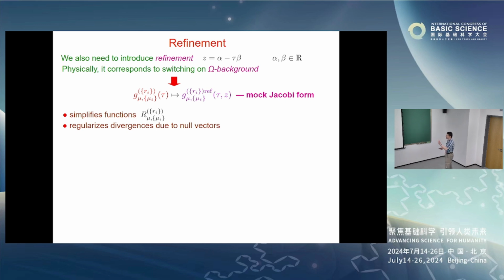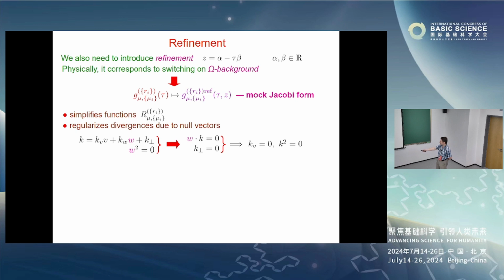Actually, the expression which I showed for R2 on the previous slide was the one for the refined case, because in the unrefined it's a little bit more complicated, so I cheated a little bit. But most importantly, the refinement regularizes certain divergences appearing due to the presence of null vectors. To see how this appears, let's first expand our vector in the basis given by these vectors v and w appearing in our story of the previous slide, and then there are some orthogonal directions.